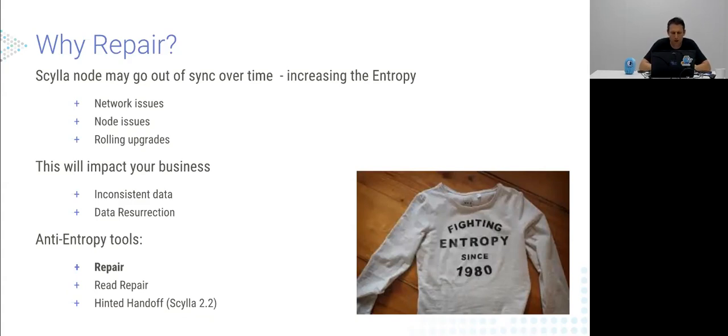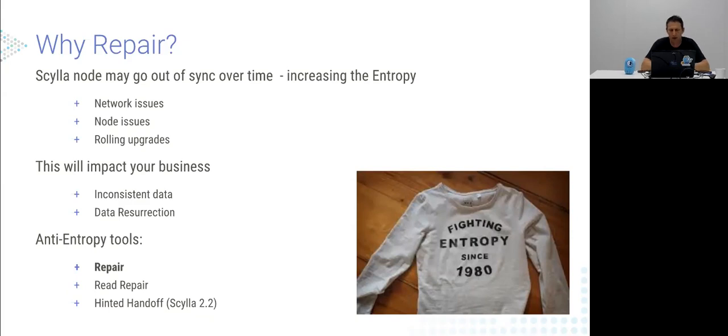So it's very efficient in synchronizing data that you actually read. But if you read all kinds of data at different times, and you don't have a pattern, there's a good chance you will miss some of the synchronization. Hinted handoff is another mechanism that we will introduce in Scylla 2.2, which will probably be released in the next week or so. Hinted handoff is another mechanism that is aimed at short-term node unavailability.